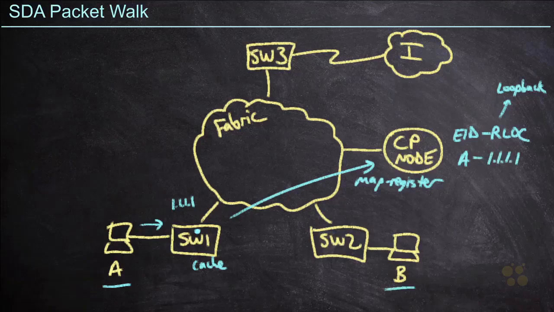Well, let's say host B does the same thing. It attaches to switch 2, it sends some initial traffic, switch 2 adds it to its local cache, and then it sends a map register. So now we know that B is attached to, let's just call this one 2.2.2.2.